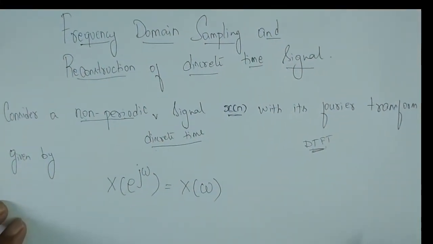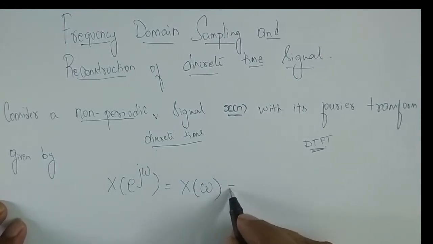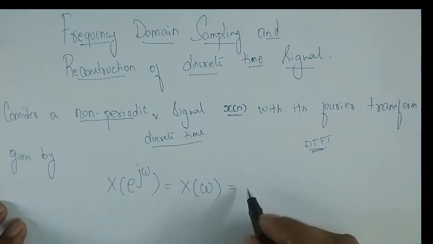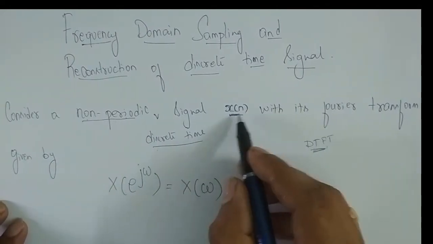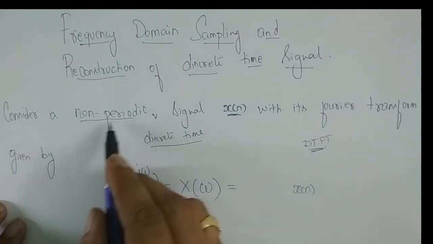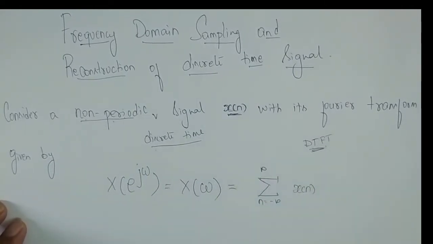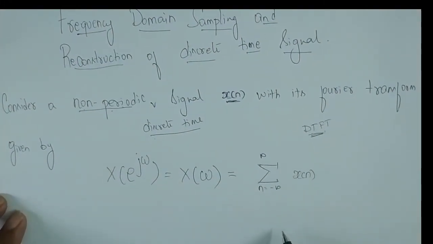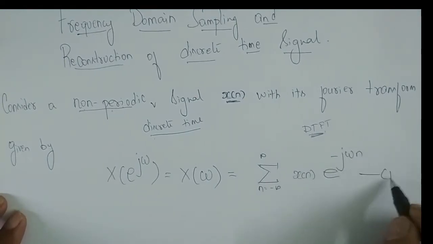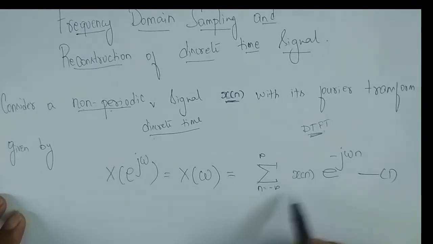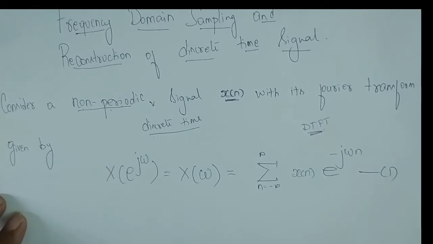So this concept we have discussed in signals and systems, but still I'm going to put that equation here as well. So x of omega is equal to, the input is x of n, right? We need to feed the input x of n to the tool. Since it's a non-periodic signal, n varies from minus infinity to infinity. Summation n from minus infinity to infinity of x of n, and the basis is e power minus j omega n. We shall call it equation 1. What is this equation? It's the DTFT equation, the discrete time Fourier transform equation.